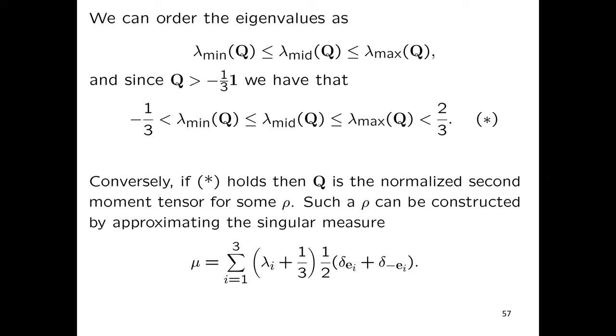So now we can order the eigenvalues: the smallest one lambda min, the middle one lambda mid, and the largest one lambda max. And now we know that Q is bigger than minus a third of the identity. So that means that the minimum eigenvalue is strictly bigger than minus a third, and that's less than or equal to the middle eigenvalue, less than or equal to the maximum eigenvalue. And since the sum of the eigenvalues is zero, lambda max must be strictly less than two thirds. So these are conditions that need to be satisfied by the eigenvalues of the Q tensor.